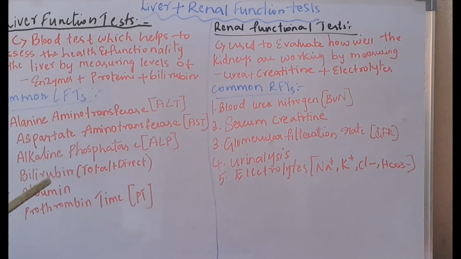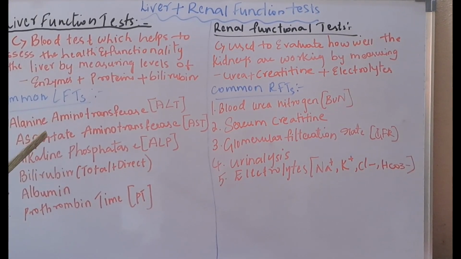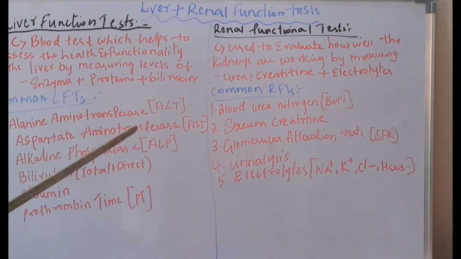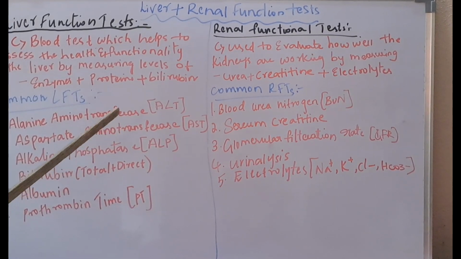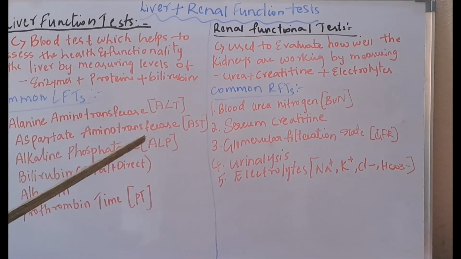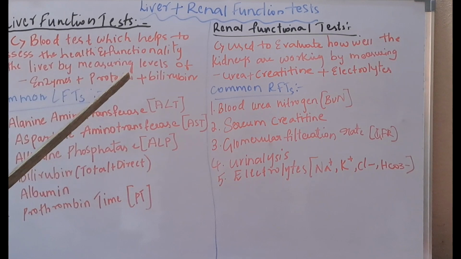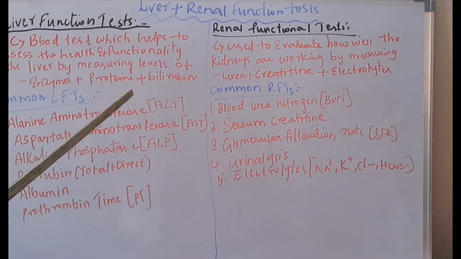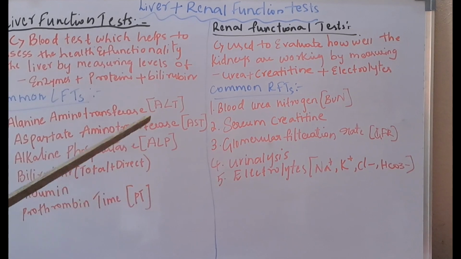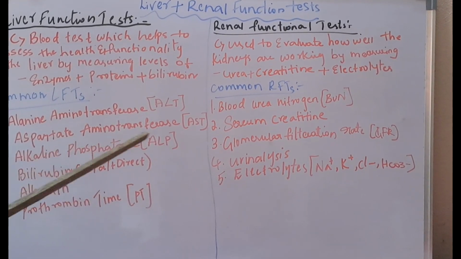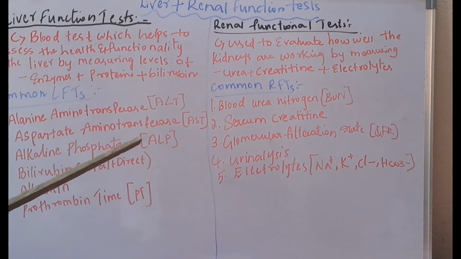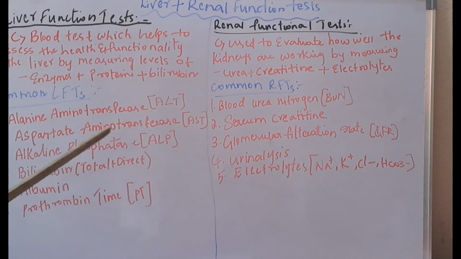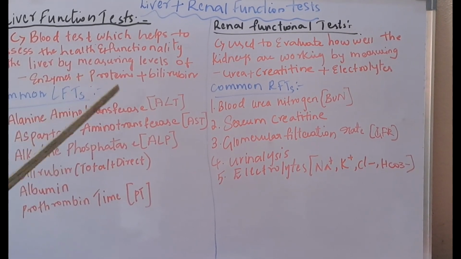Next is aspartate aminotransferase. It is mainly used to check whether the liver is damaged, though it is less specific, or whether the liver is working at a very low functional level. We'll know this with the help of aspartate aminotransferase levels.